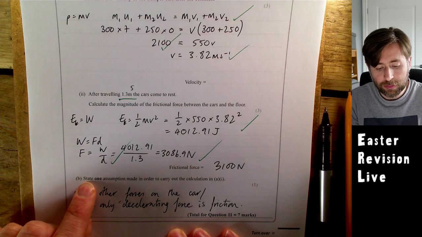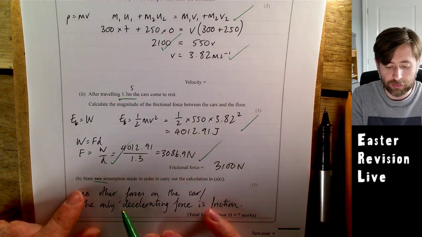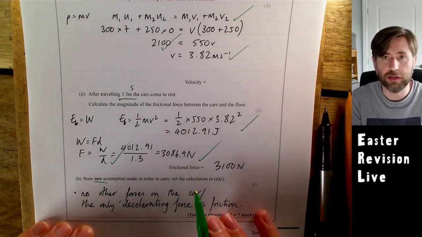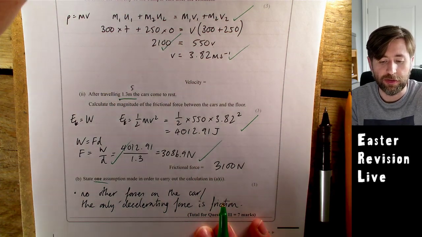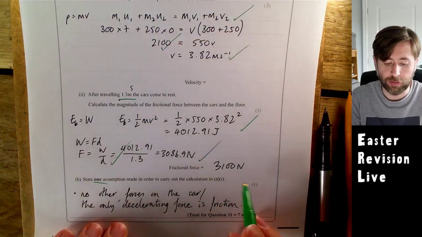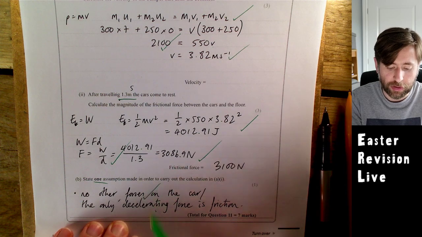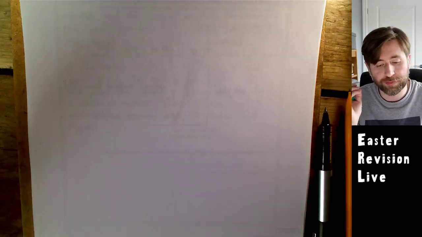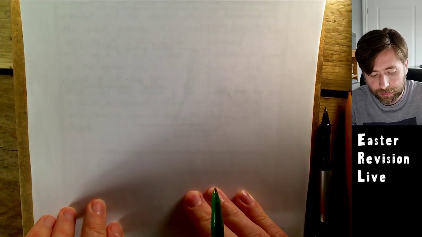So one assumption you've made is that the only force is basically friction. There are no external forces on the car. It doesn't have its brakes on or anything. Air resistance is negligible, that's the point. There are no external forces. It's just the friction. That's what we've assumed.